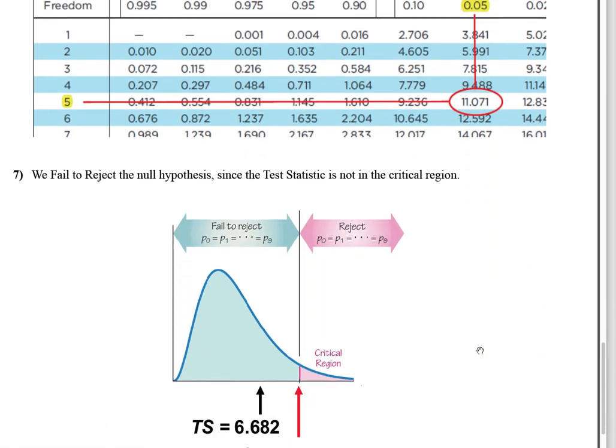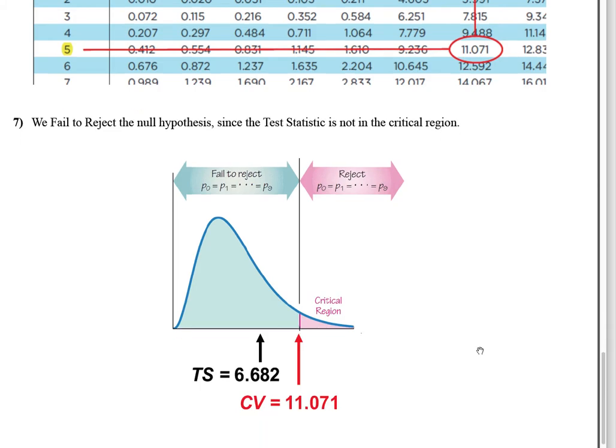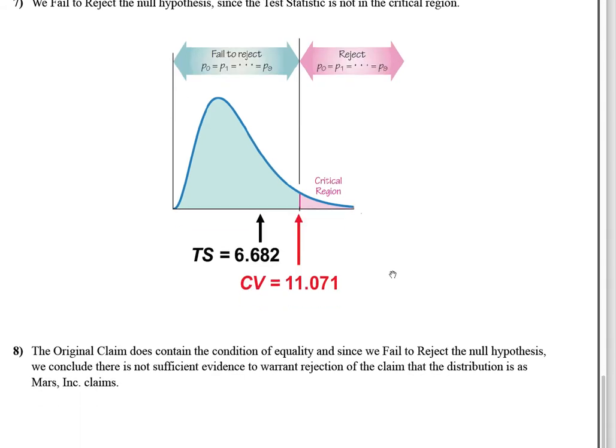And so because that test statistic is below the critical value, we fail to reject the null hypothesis. It's not in the critical region, so we fail to reject. And so this tells us that the original claim does not contain the condition of equality, and since we fail to reject the null hypothesis, we conclude there is not sufficient evidence to reject the claim that the distribution is as Mars claims it is.